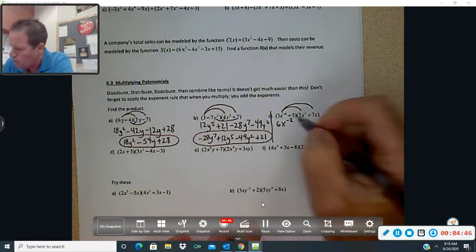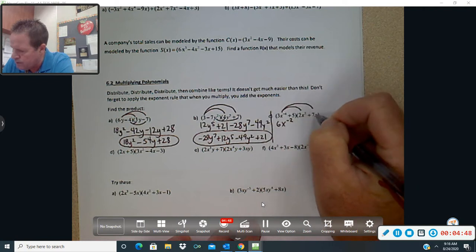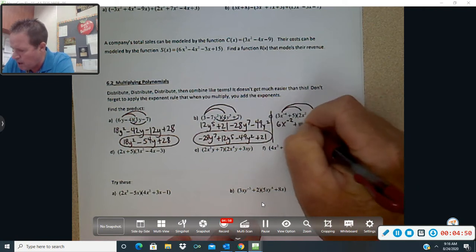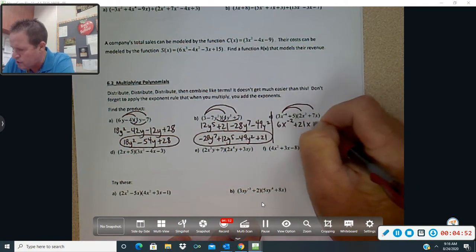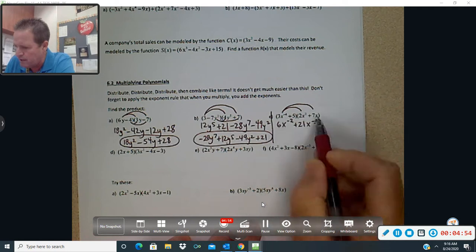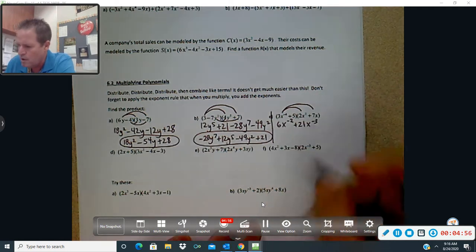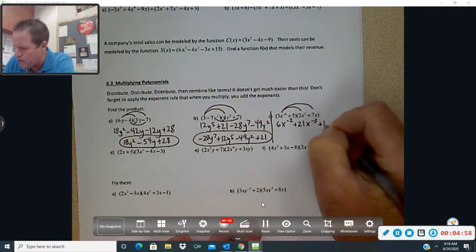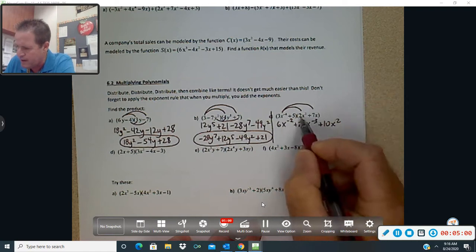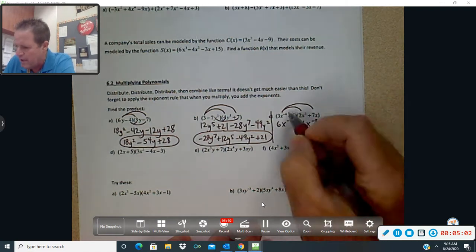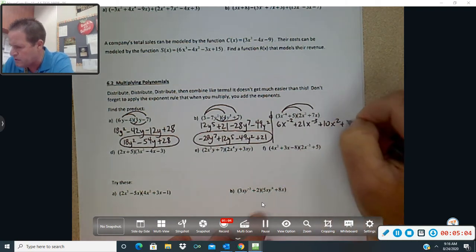Okay, now we're going to do 3x to the negative 4 times 7x. That's going to be positive 21x to the negative 3, negative 4 plus 1. Multiply through by 5, and you're going to have 10x squared. 5 times 2 made 10x squared. And then 5 times 7 makes 35x.